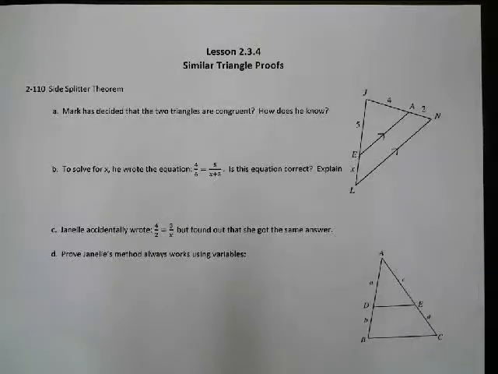We got lesson 2.3.4, similar triangle proofs. On this lesson, I'm kind of combining two lessons, 2.3.3, the one before it, and this one. I didn't think we needed to have two separate lessons. So the bottom problem will be from the previous section, or maybe it's this section. I can't remember. Anyways, moving on.